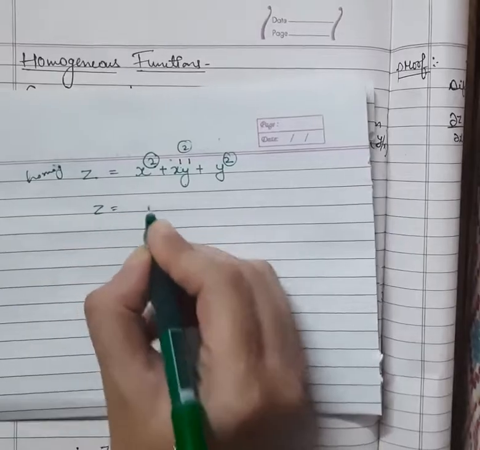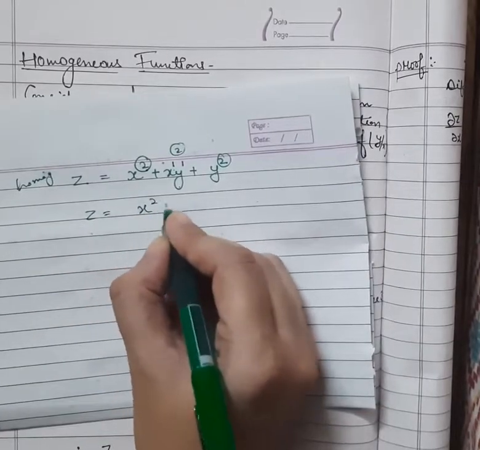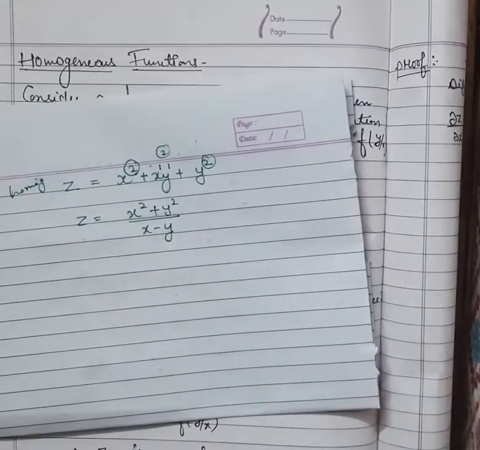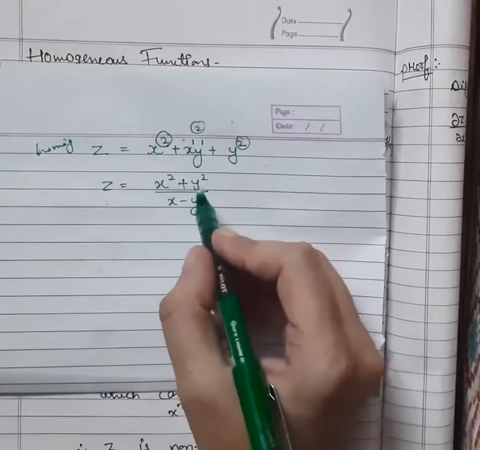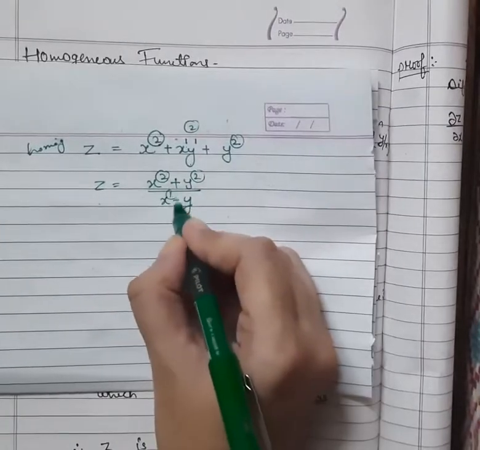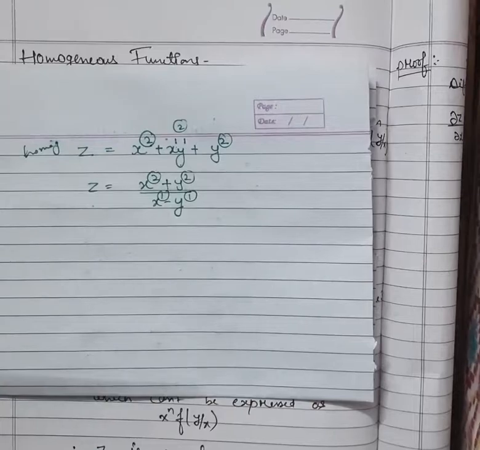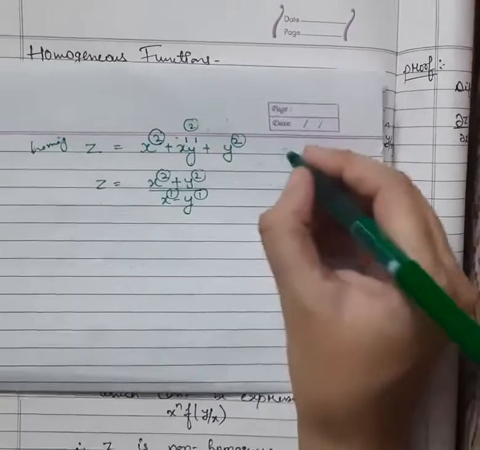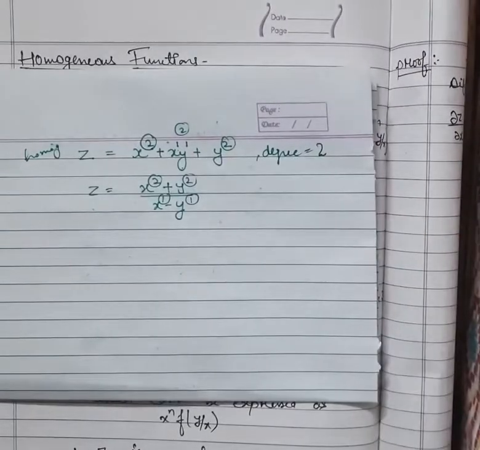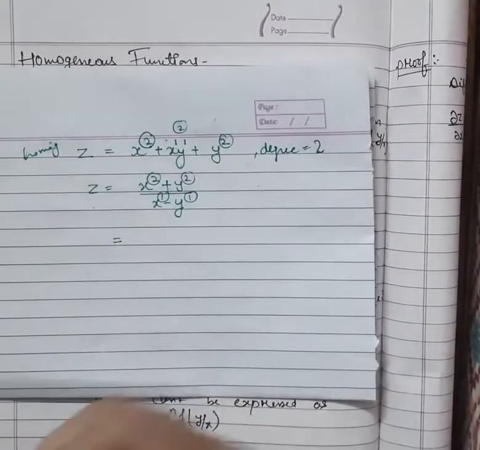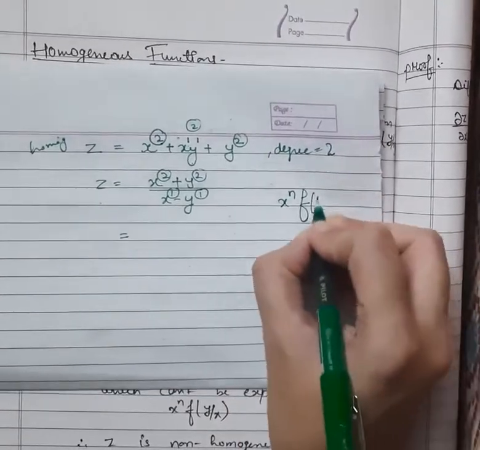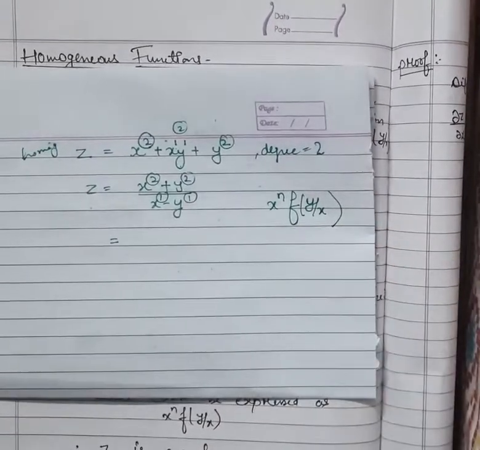But if we come across a second scenario, something like x square plus y square upon x minus y. Now again, the degree in the numerator is 2 and the degree of the denominator is 1. So obviously this function is also homogeneous. But what about its degree? How to justify that? For that, we try to convert this function in the form of x raised to power n f of y by x.